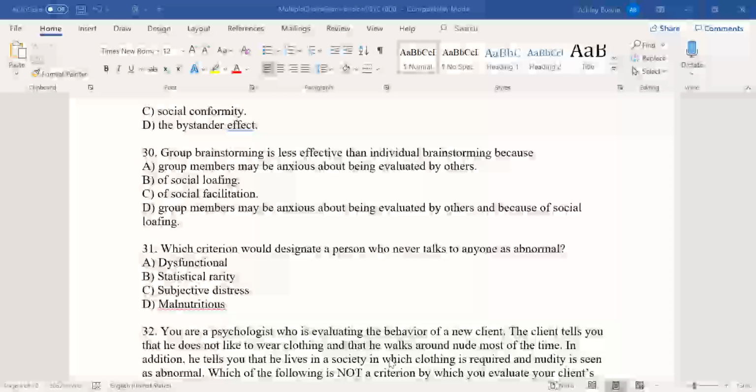Wait, what was number 26? De-individuation, that's B. And 27 is A, foot in the door technique. 25, yeah, no problem. 25 is B, an attitude includes an emotional component.